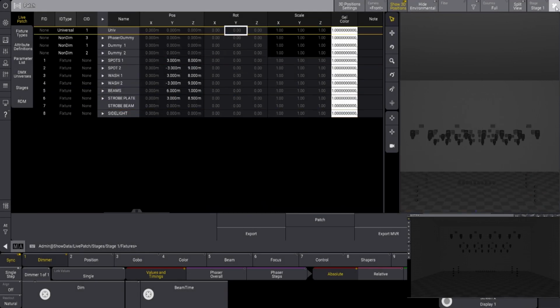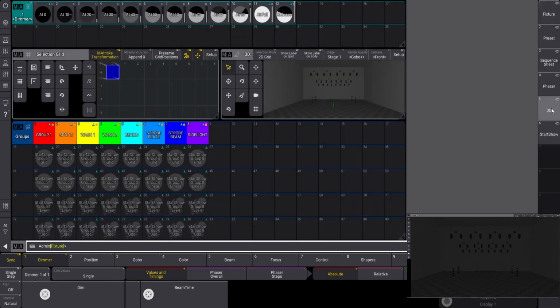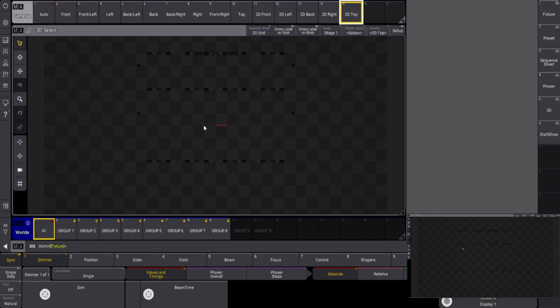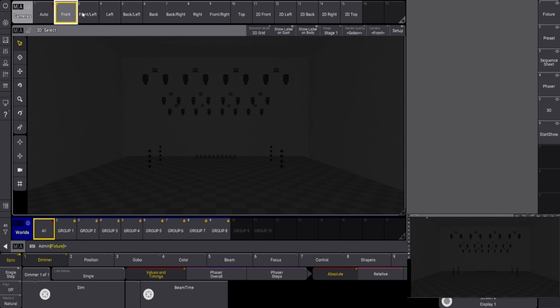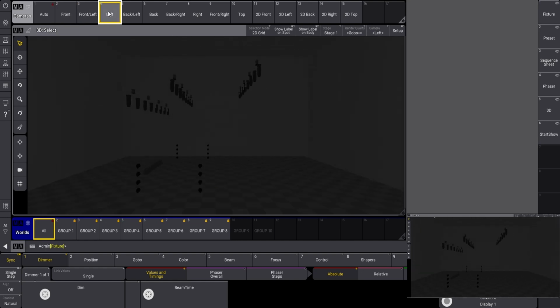So that is our 3D done. Close that, double check it. Go top down. Looks about right. Front, left.